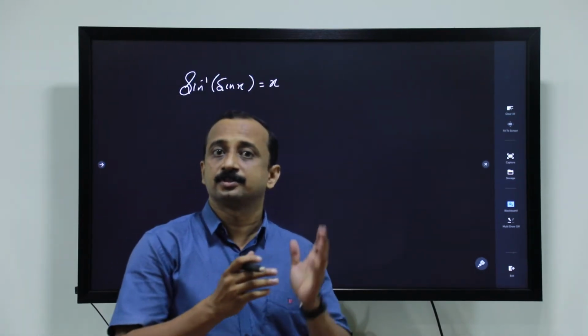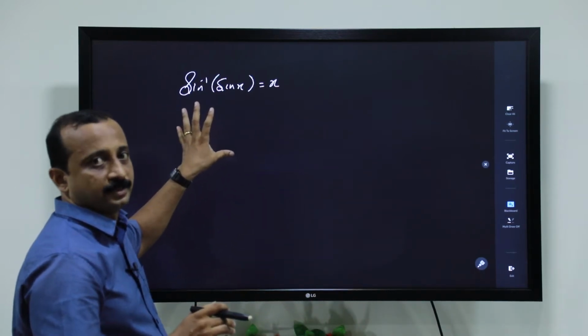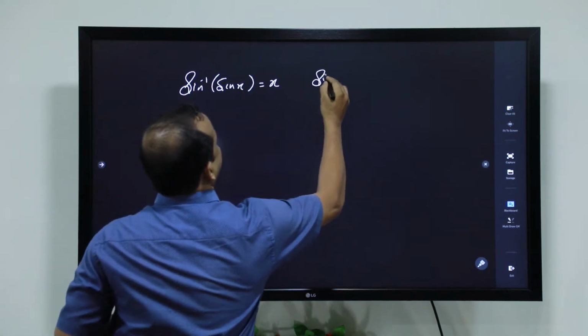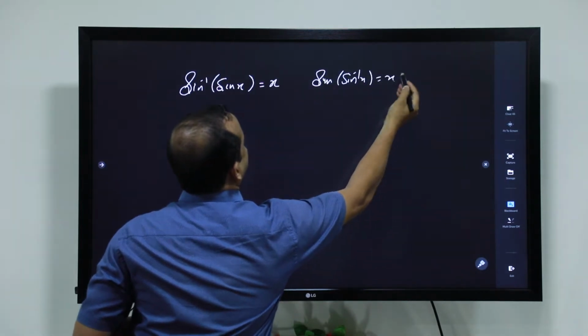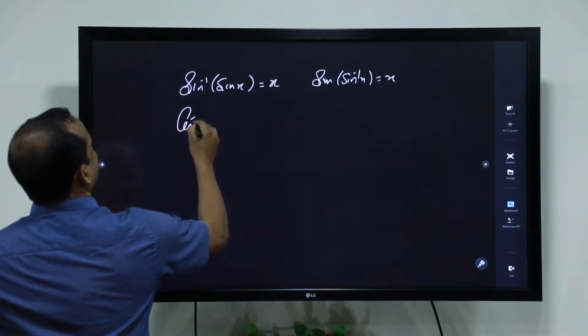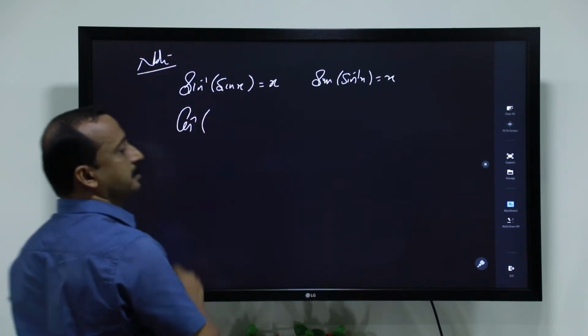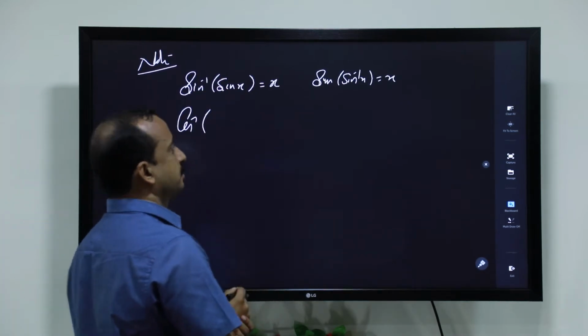Actually this portion is deleted from the first chapter also. So learn this formula, this technique, by heart. That is sine inverse of sine x is x, or sine of sine inverse x is x. Similarly for cos. First write a note: the heading is properties of inverse trigonometric functions. First write the note, sine inverse of sine x.